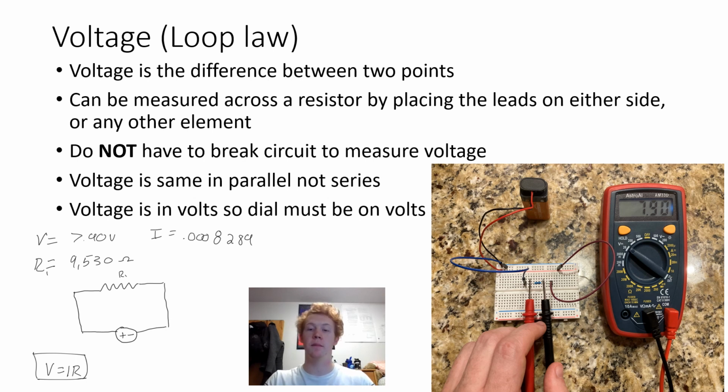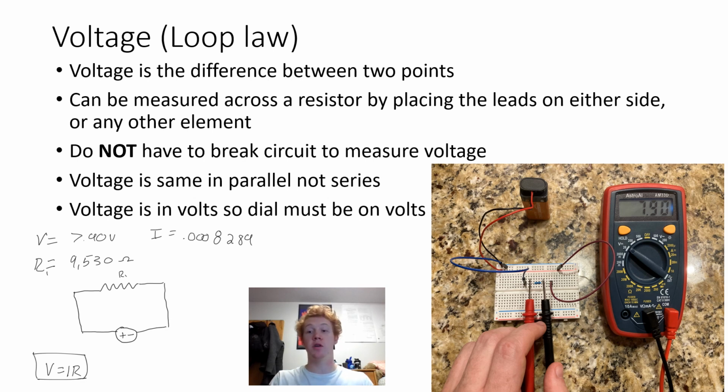It can be measured across the resistor, as seen in the bottom right photo, by placing the leads on either side of the resistor or any other element. So you can measure the charge in a battery by doing this exact same thing. It is also important to note, unlike current, you do not have to break the circuit to measure voltage. Voltage is the same in parallel and not in series.